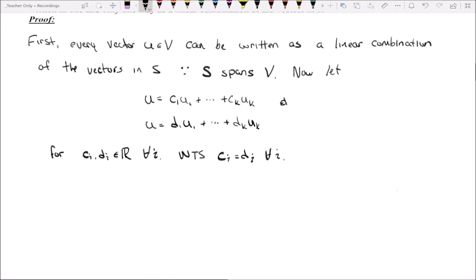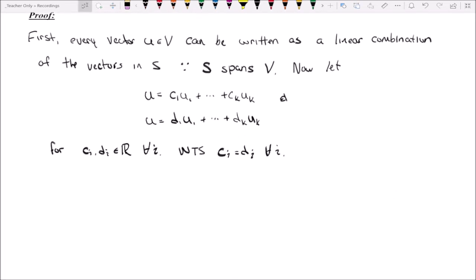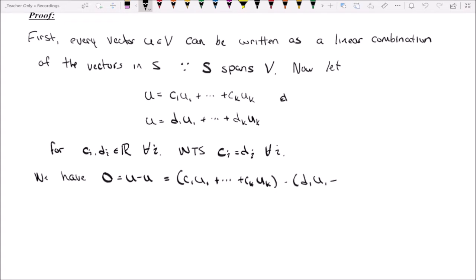Now, since u is a vector in a vector space, what we have is that 0 is u minus u. But this is c1 u1 plus so on and so forth plus ck uk, minus d1 u1 plus so on and so forth plus dk uk.